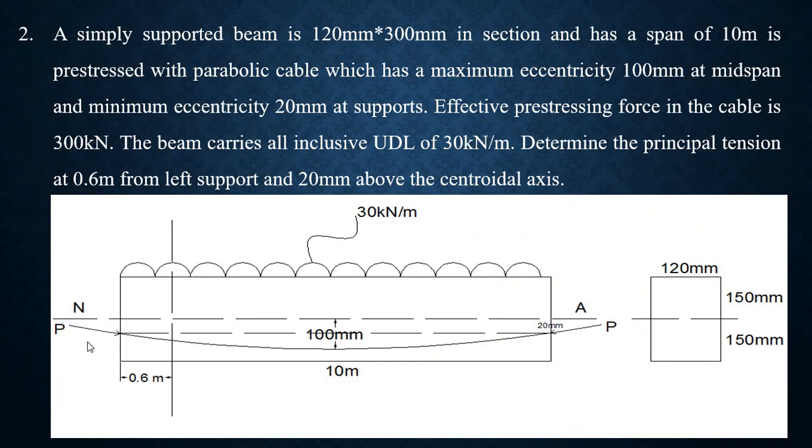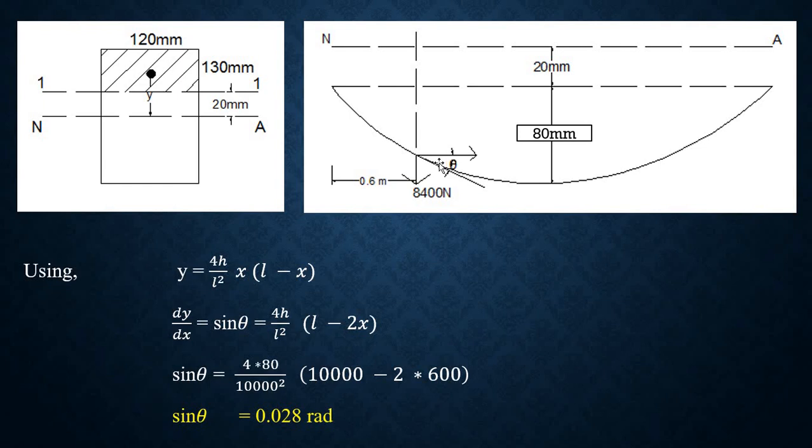Here we have a pre-stressing force which is in an inclined manner. In the next diagram, I have just resolved that pre-stressing force into two components, horizontal component as well as vertical component. We don't know how much the vertical component is, so we require that also. This 8400 is the value we got after calculation, so you just write this value here.